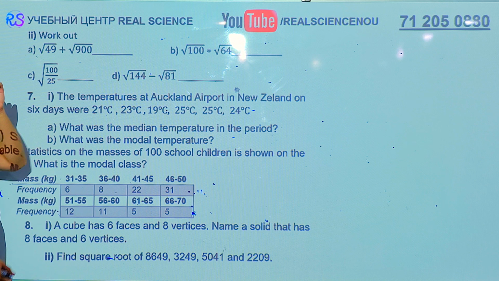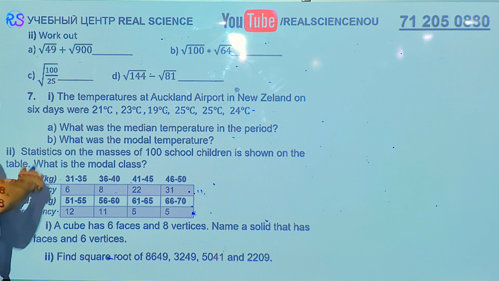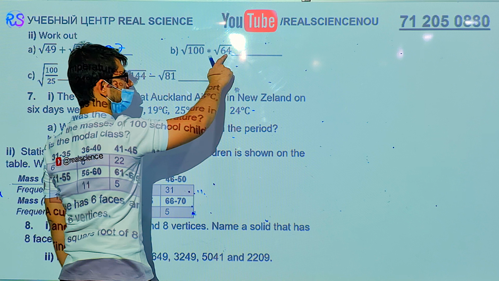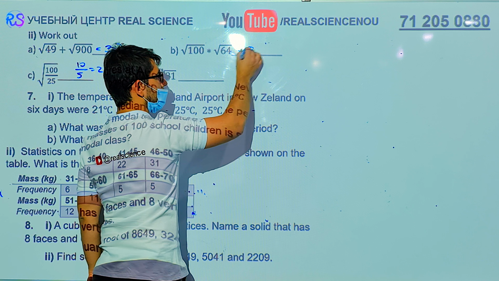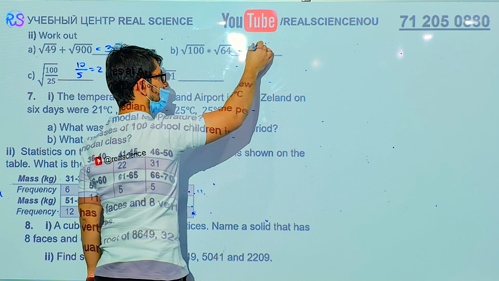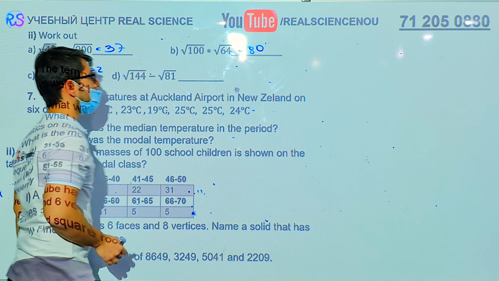So square root of 49, 7 plus 30, 37. So you can take separate square roots from your numerator and denominator, right? Square root of 100 is 10, square root of 25 is 5, it is 2. Or 100 divided by 25 is 4, and you take square root, it is 2. 164. 10 plus 8 from 64, and from this one 10, right? 80. So 12 minus 9. You get 3.